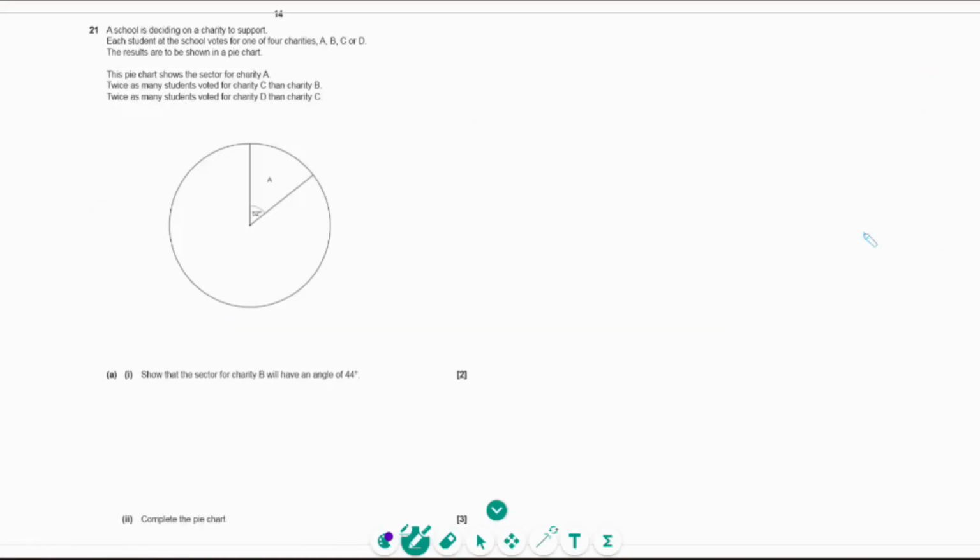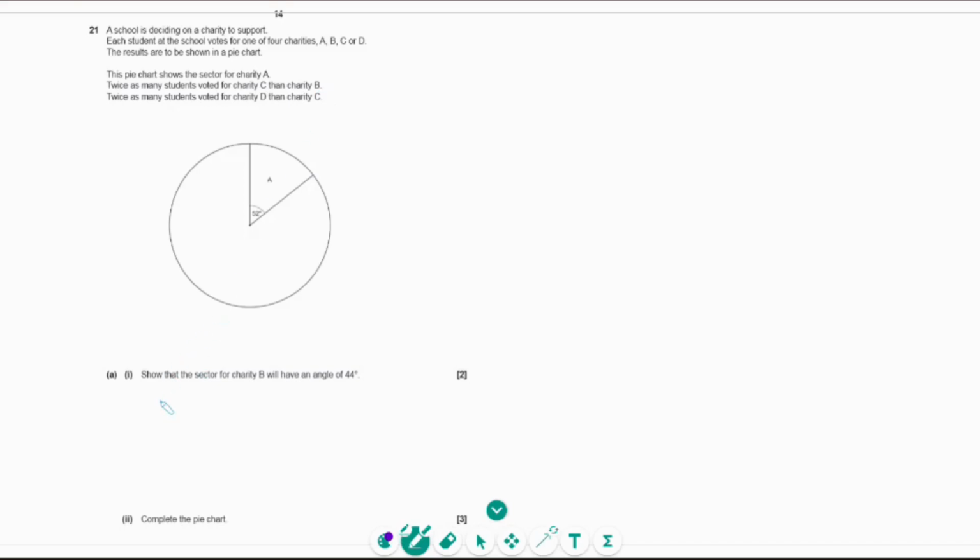Okay, next question. Question 21. The school is deciding on a charity to support. Each student at the school votes for one of the 4 charities A, B, C, D. The results are shown in a pie chart. This pie chart shows the sector for charity A, which is 52 degrees. Twice as many students voted for charity C than B. Twice as many students voted for charity D than charity C. Show that the sector for charity B will have an angle of 44 degrees.